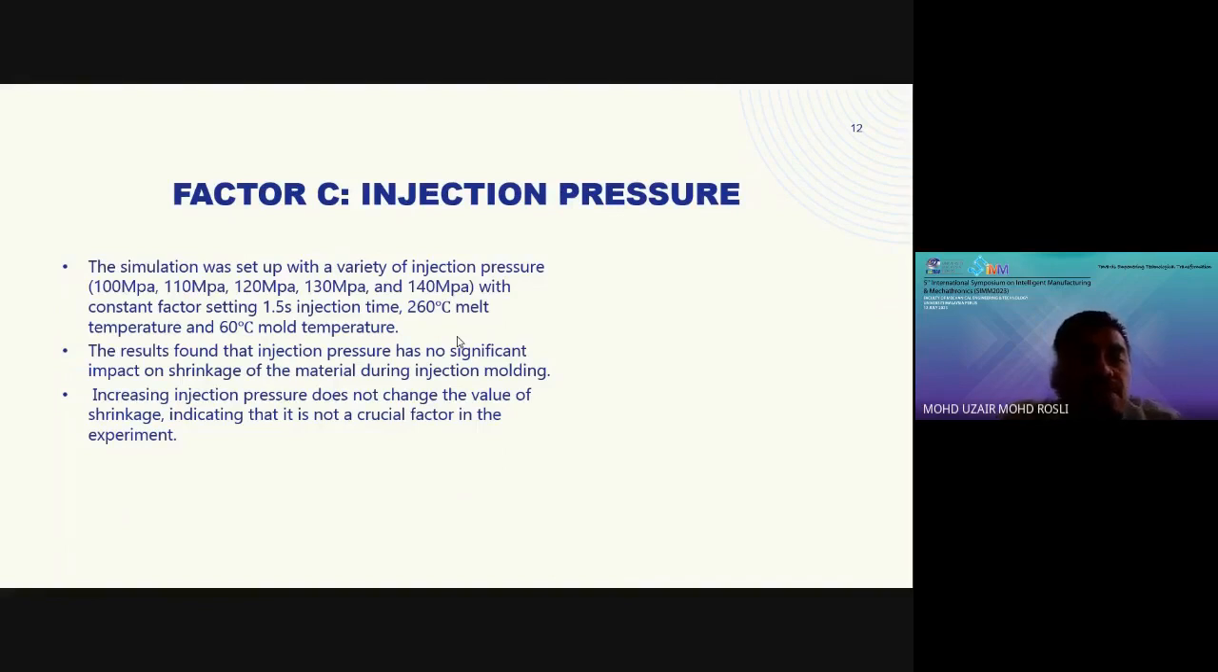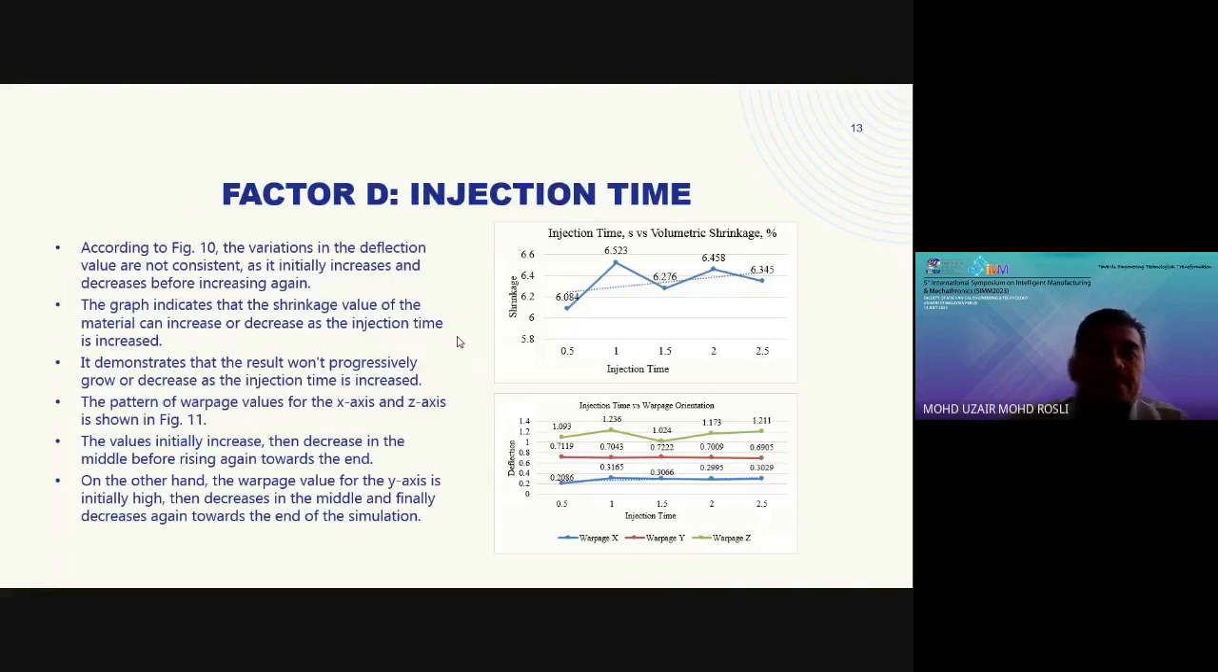The result from the injection pressure has no significant impact on shrinkage of the material during injection molding. Increasing injection pressure does not change the value of shrinkage, indicating that it is not a crucial factor in the experiment. And then we move to the last factor, factor D, injection time.